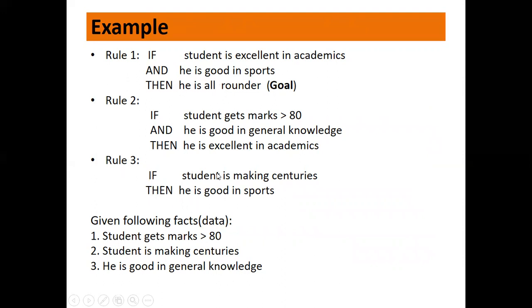Now using these rules from the knowledge base and given facts. What are the facts given? These are the three statements or the facts or the data given: student gets marks greater than 80. Student is making centuries. He is good in general knowledge. Now given these facts, what should the goal be? The goal should be he is all-rounder. So using these facts, I should be able to infer that the student is all-rounder. Fine. Let us see how we work with the forward chaining here.